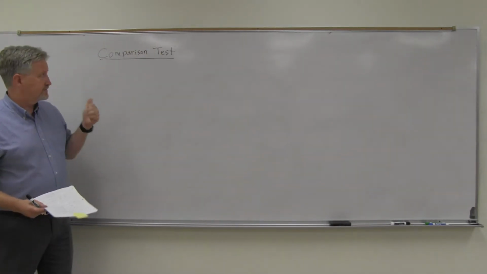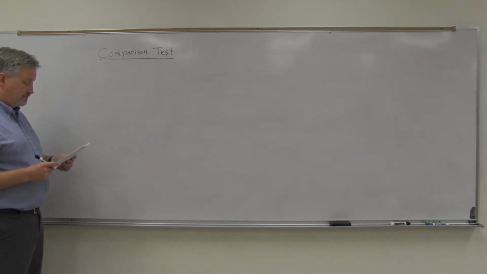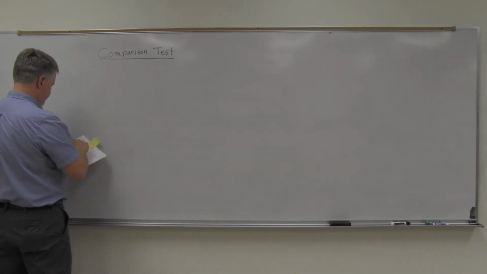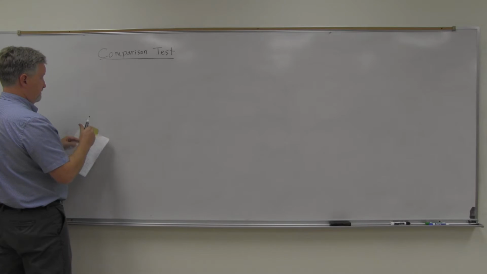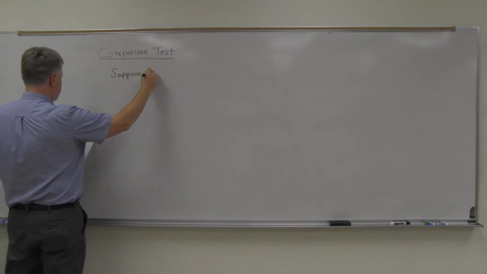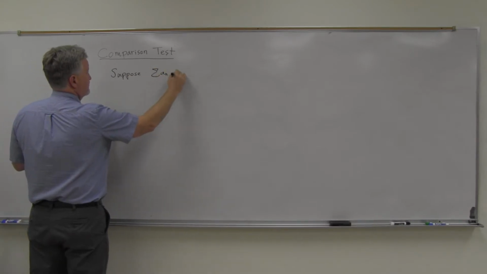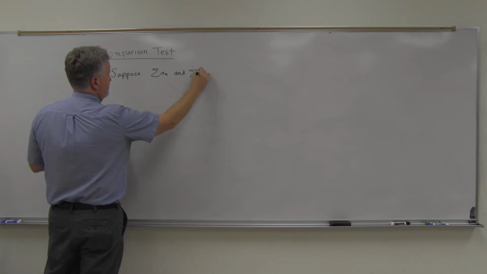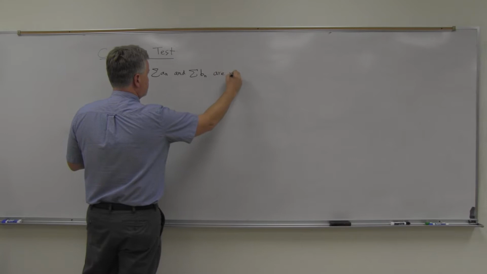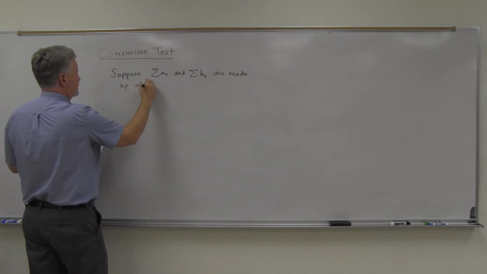It's a comparison series, so it makes good sense that that's what it's called, because we're comparing two series. Here's a statement of that. All right, so suppose the series of a sub n and the series of the b sub n's, two different series, both of those are made up of positive terms.